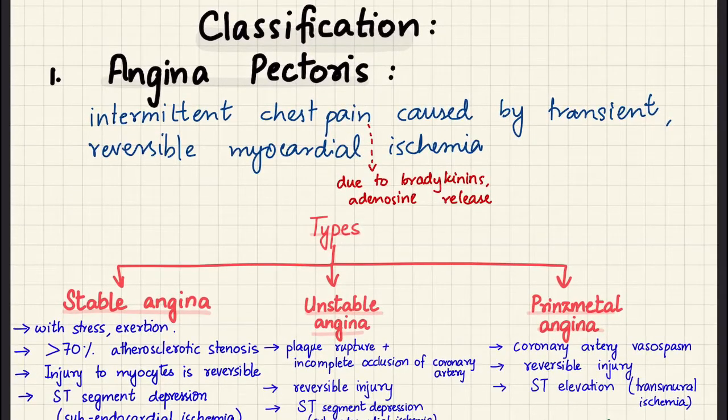Now finally we'll come to the classification of IHDs. First of all, we have angina pectoris. This is simply intermittent chest pain caused by transient reversible myocardial ischemia. This is reversible, just remember this word. So this chest pain of course we know occurs due to some mediators, and in this case we have bradykinins and adenosine. There are many types of angina. We have stable angina, unstable angina, and Prinzmetal angina.